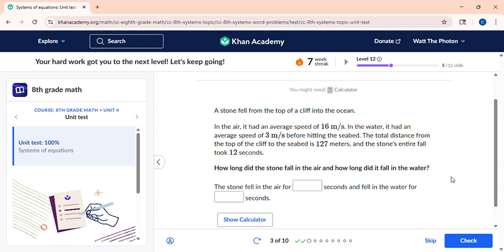And so we have 65 divided by negative, what is that, 13? 13. At 5. So y is equal to 5. And then x has to be equal to 7. Air for 7 seconds, and then the water for 5 seconds.